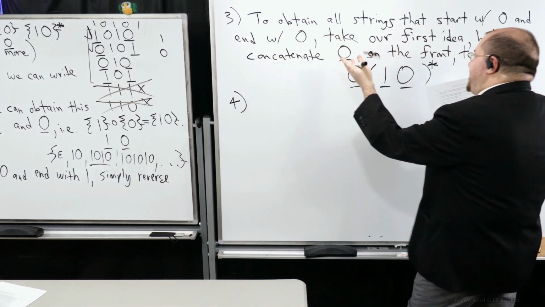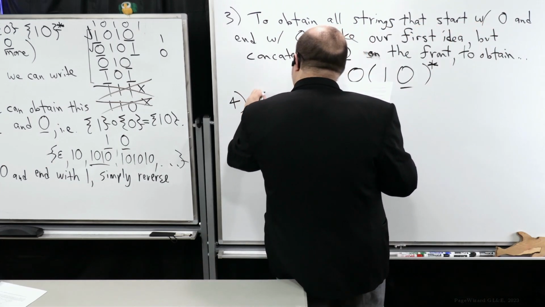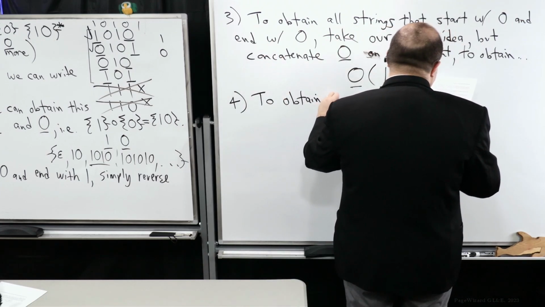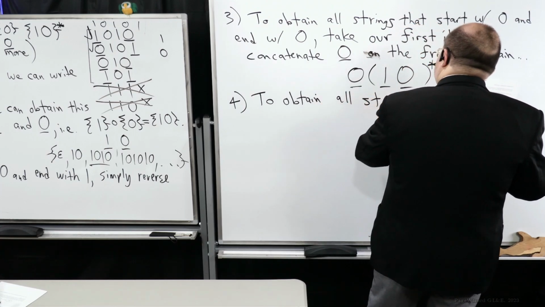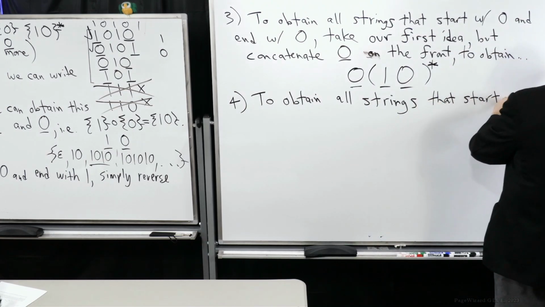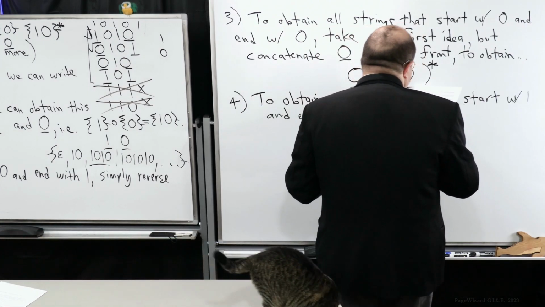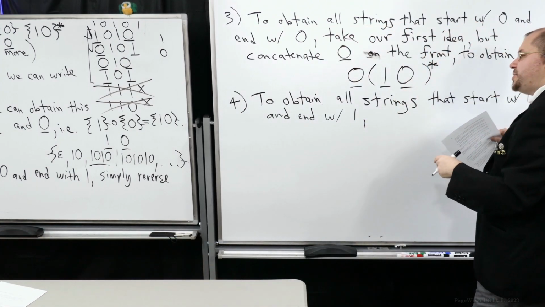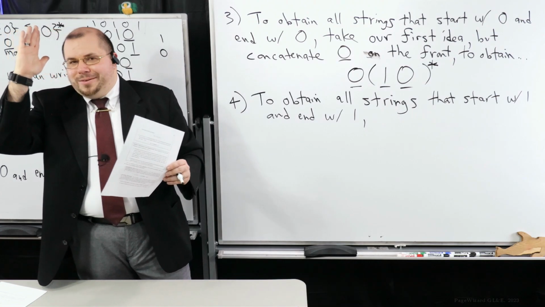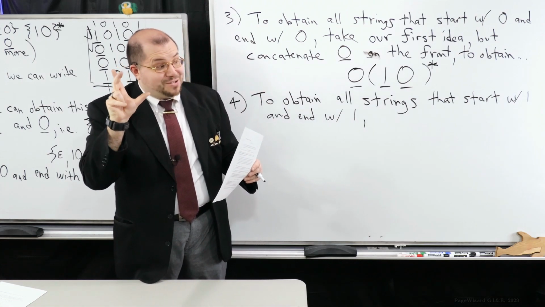So naturally, we could do the same thing, but now we just have to do it with this second case. So to obtain, similar to the previous case, all strings that start with 1 and end with 1, well, all we have to do is, remember, we want it to be a 1, then a 0, then a 1, then a 0, but we need to make sure we always account for at least 1.